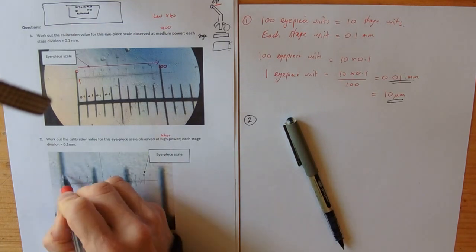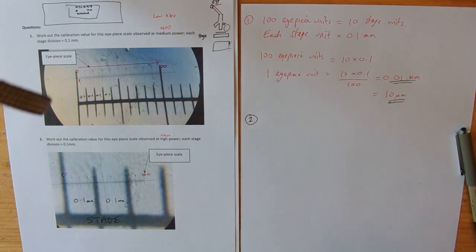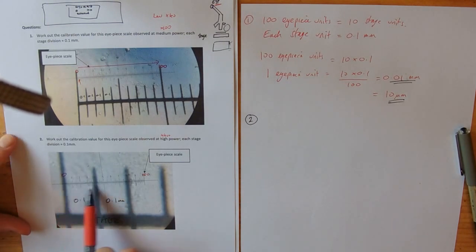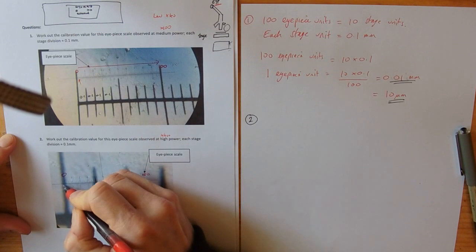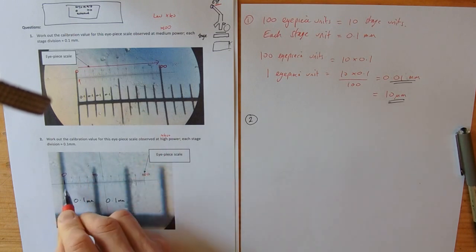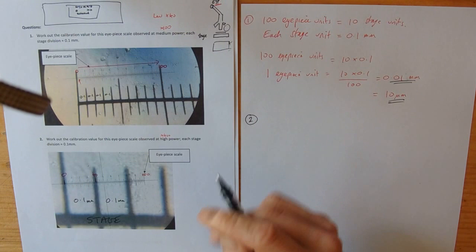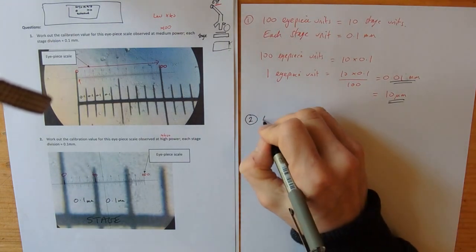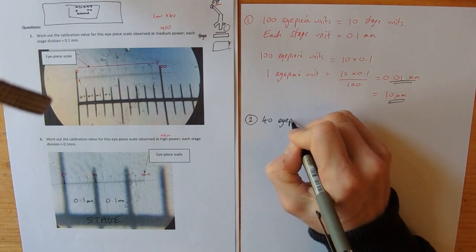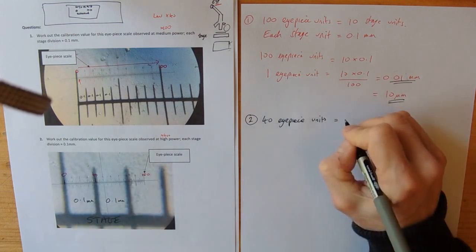And our eyepiece scale is still the same. We're going to use that 0 to 100 there. And again, we're looking for something that we can say what we see. So if we take this point here, between these two, we have got 40 of our small eyepiece scale units, and that equals one of our stage units, or 0.1 millimeters. So that's what we're going to use. So we've got 40 eyepiece units is one stage division.